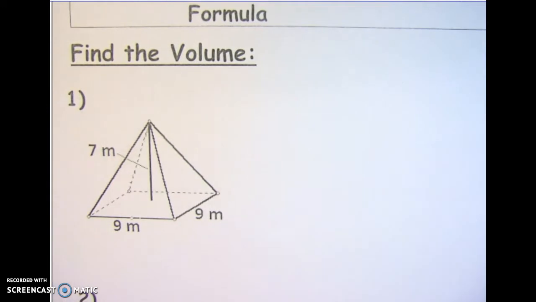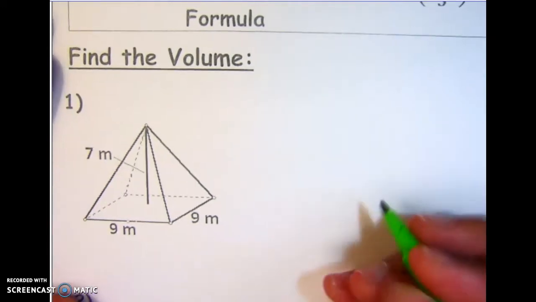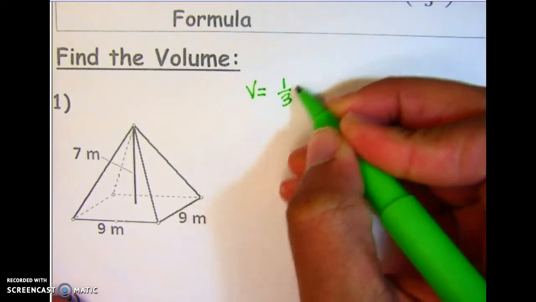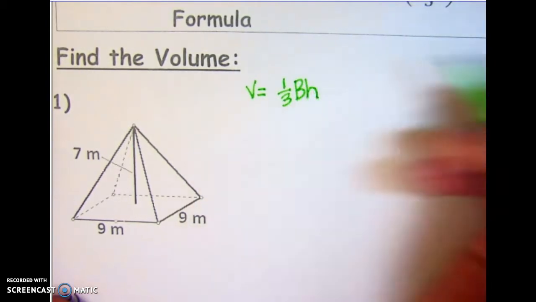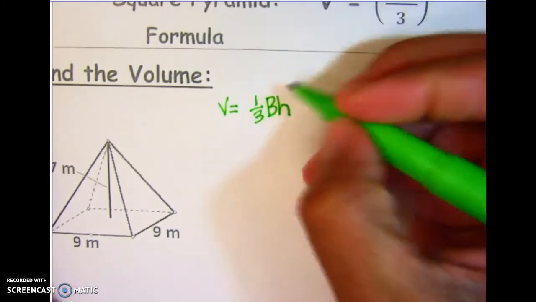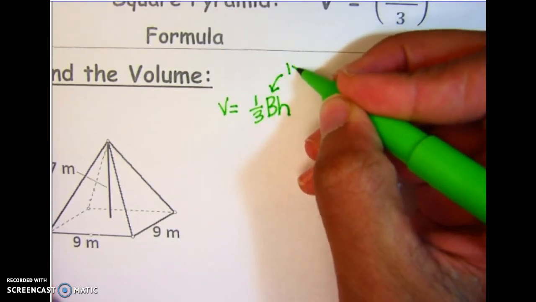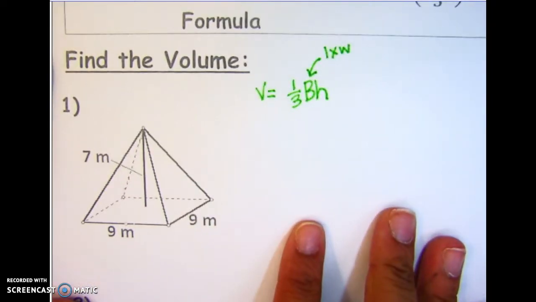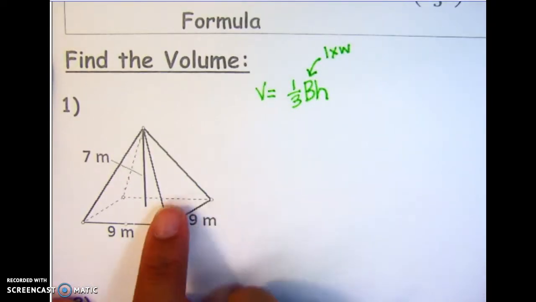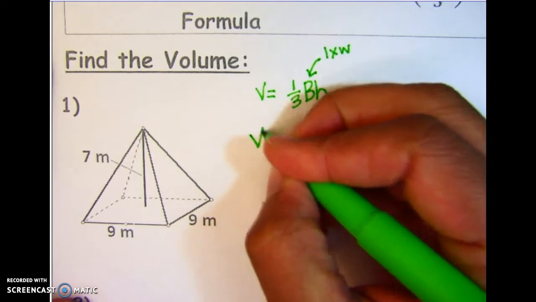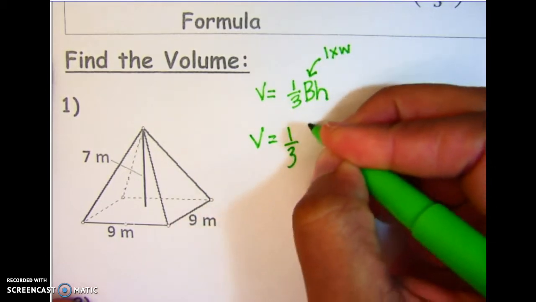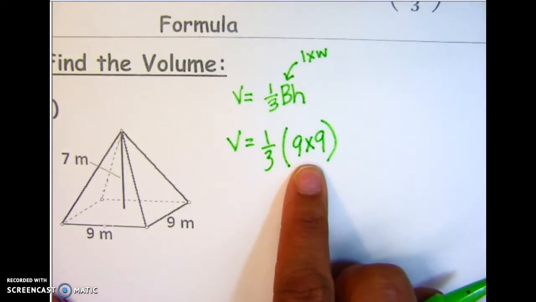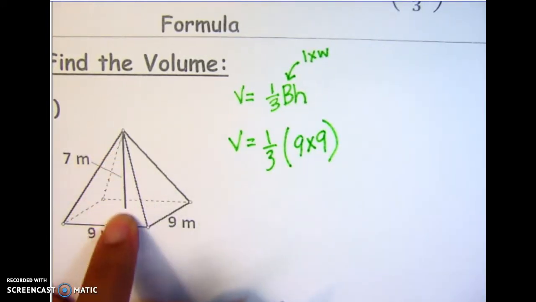So let's try that formula with this. Sometimes you'll see the formula written like this: 1/3 base times height, where the base is length times width, right? The area of your base. So if I want the area of this base, I would do 9 times 9. That's the area of my base, and I would multiply it times the height.